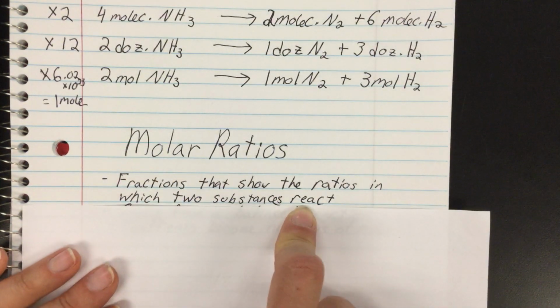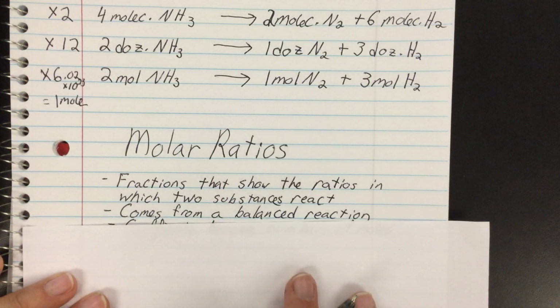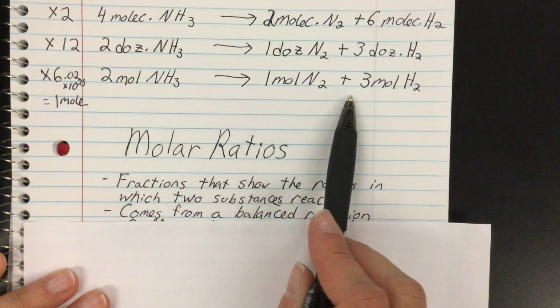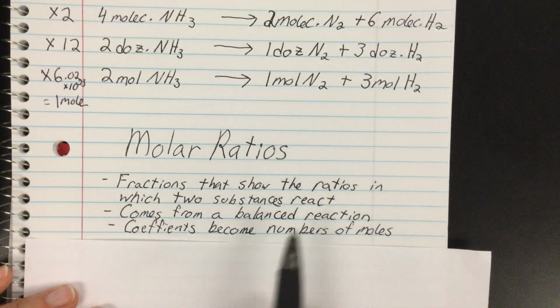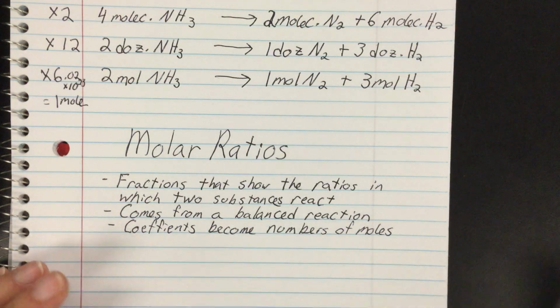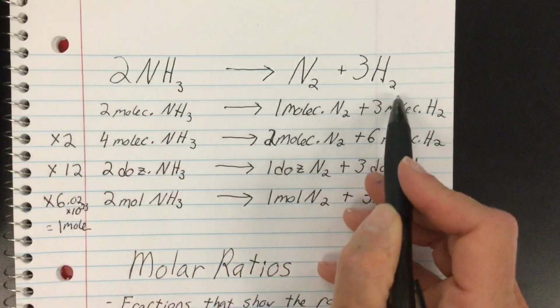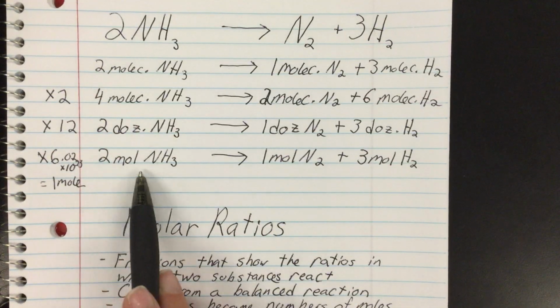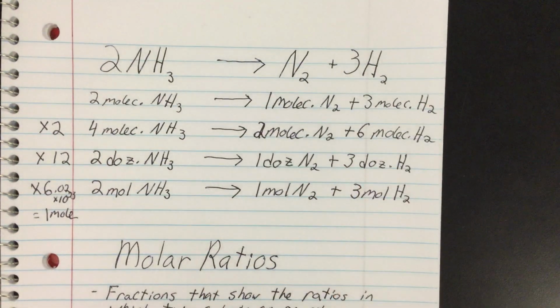Or they're produced, or one reacts and one's produced. It doesn't matter. All you have to do is have a balanced chemical reaction like we have here, and the coefficients on that balanced chemical reaction are going to become numbers of moles, and then we're going to make fractions out of any two substances in that reaction. So I can take this reaction, assume that that means 2 moles and 1 mole and 3 moles, and I can start making fractions out of that.